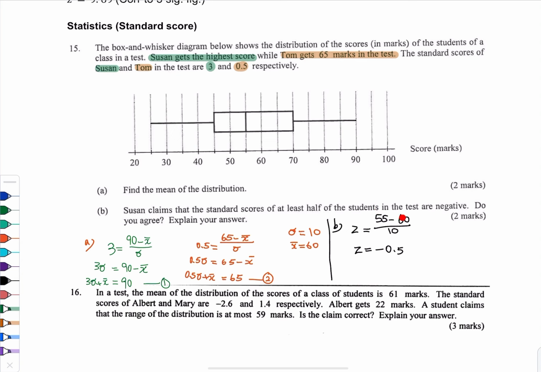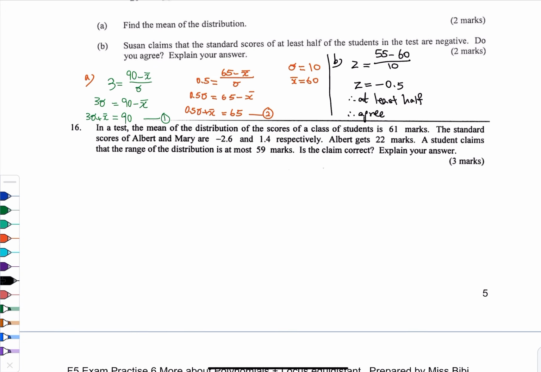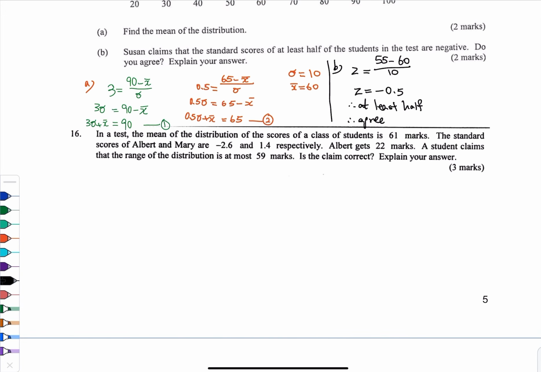You can do it this way, or you could just directly explain to the marker that the mean is 60, which is greater than the median, 55. So more than half of the students in the test are negative. So I agree, right? So more than half, or you could say at least half. So we agree. Easy, right? Good. Let's do the next question. And then we move on to the next practice. Let's finish this one first.